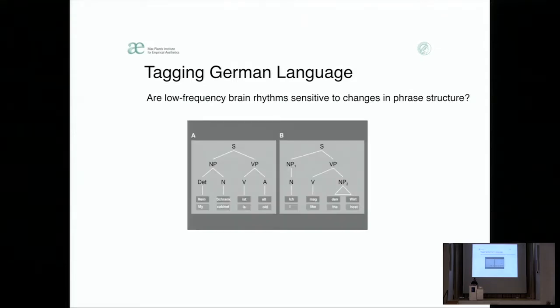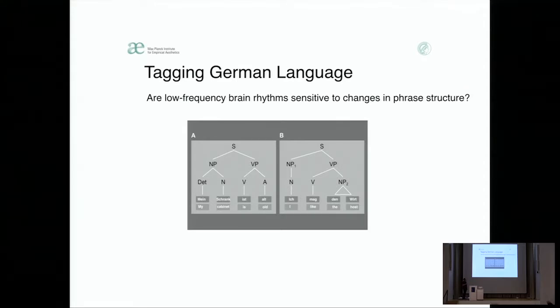And so this is the first thing that we do, or just an example of what we do. We have a replication of the stimuli from Nai. There is a sentence, and then a noun phrase and a verb phrase. The noun phrase then refers to a determiner and a noun, and the verb phrase to a verb and an adjective. So for example, "mein Schrank ist alt," which is "my cabinet is old."